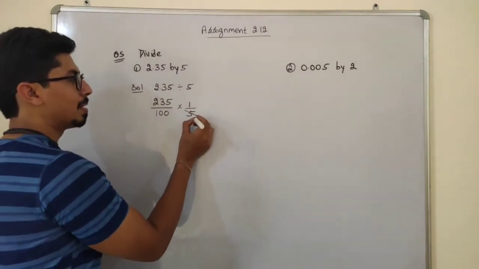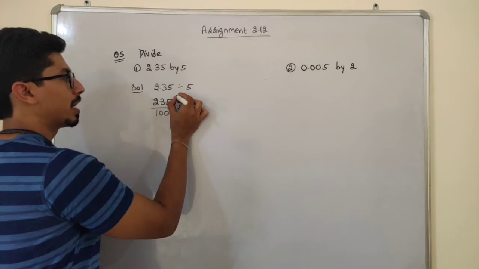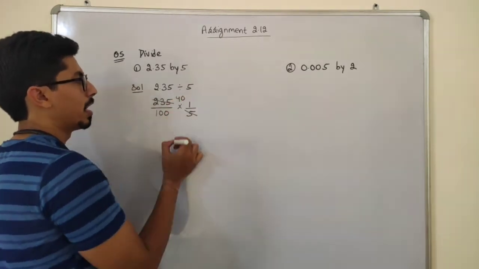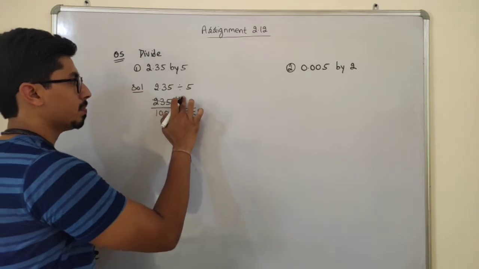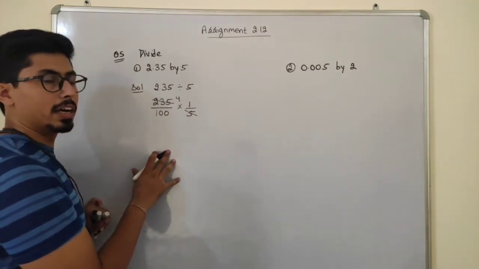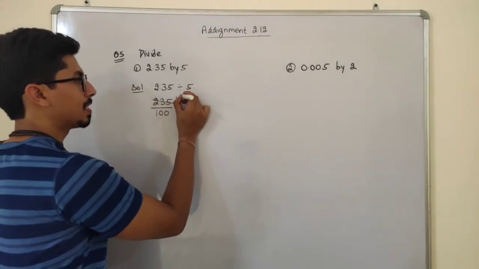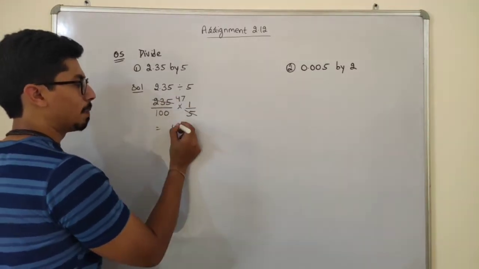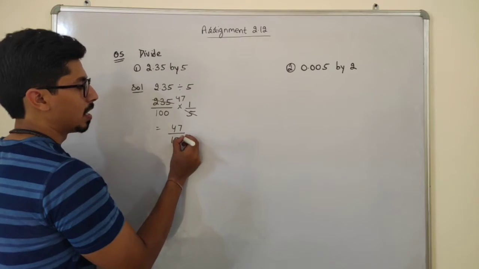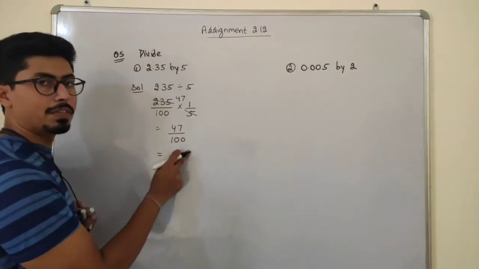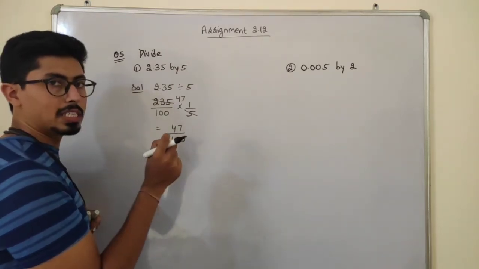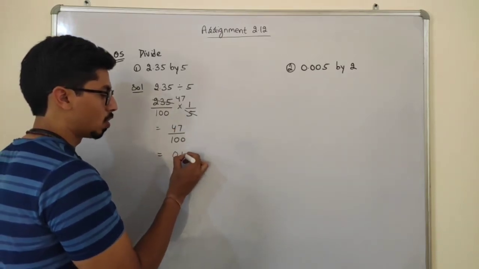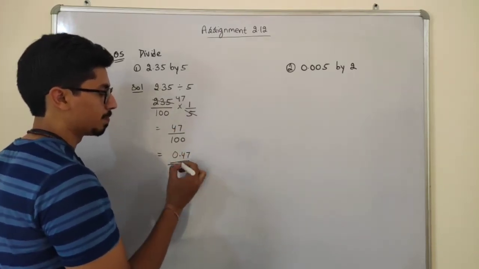So if I just divide them now, 5 4s are 20. 0 and 5 4s is 20. Remainder is 3 and 5. That is 5 7s are 35. So the answer is 47 into 1. That will be 47 by 100. Now in denominator we have 2 zeros. So we have to put decimal before 2 digits. So 1 and 2 digits. So answer will be 0.47, students.